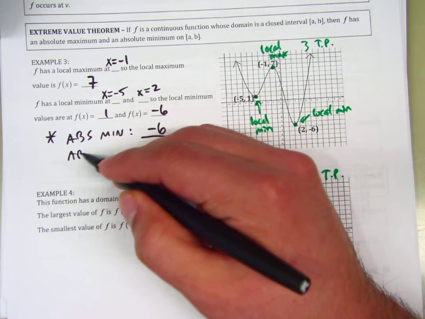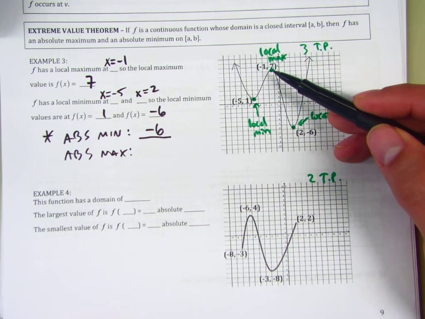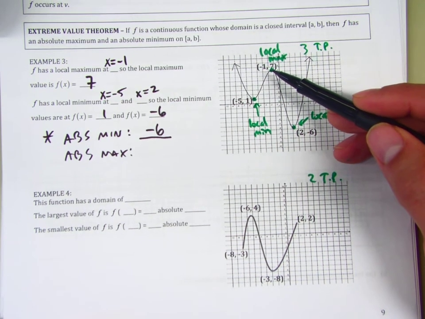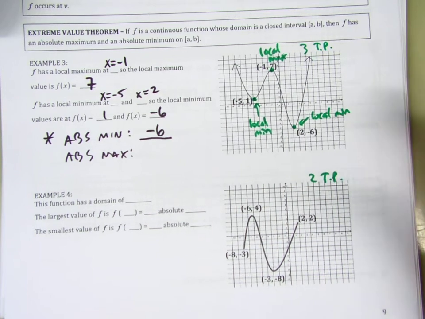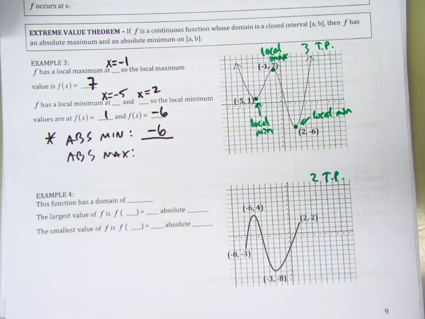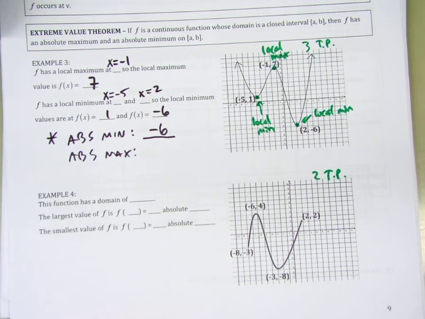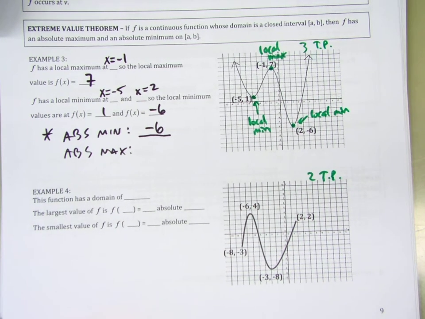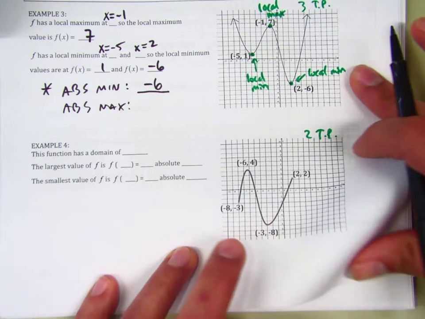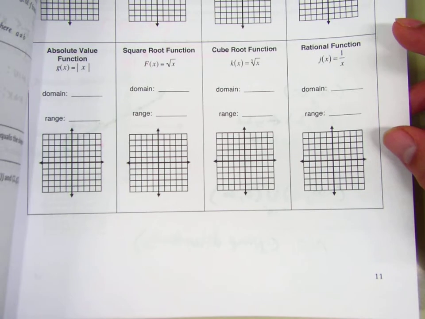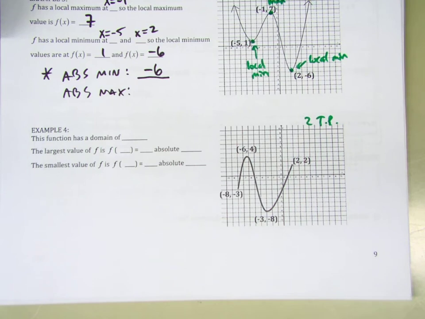If they asked us what's the absolute max, even though this 7 value is a local max, technically, since this graph continues going up, we don't know what that absolute max is. Actually, we would probably guess that it's infinite because it keeps going up. Does that make sense? Okay. Why don't you guys do example 4? Oh, wow. I think we'll be able to get this done today. Okay. So try example 4 real quick.